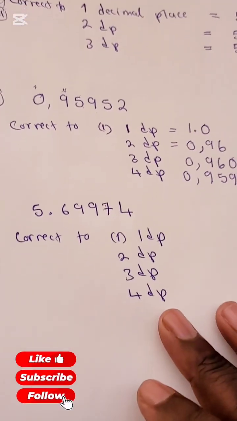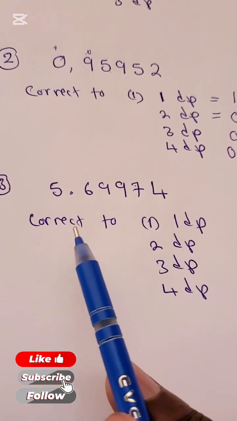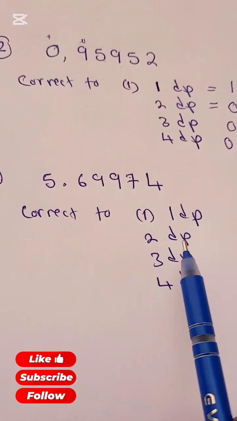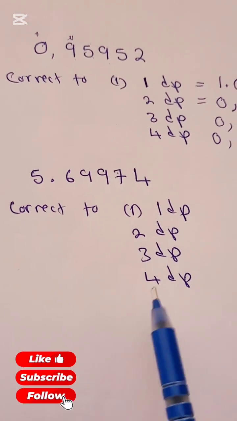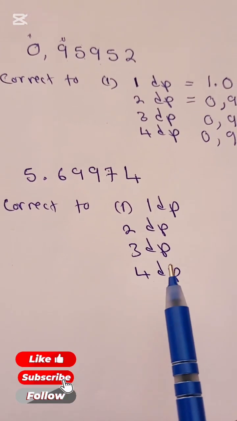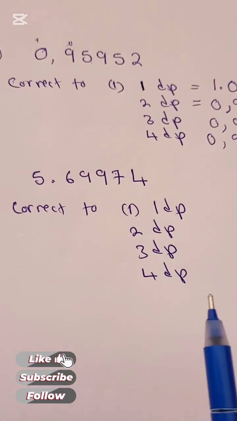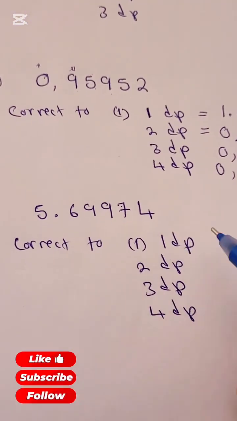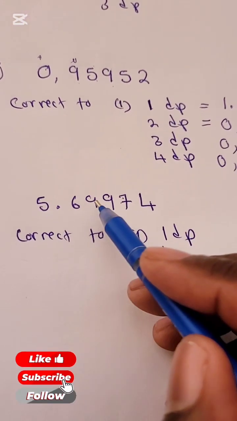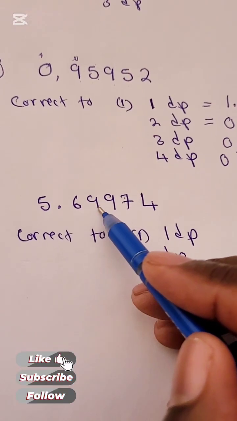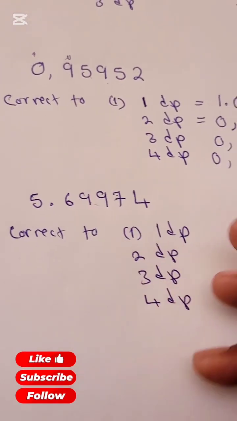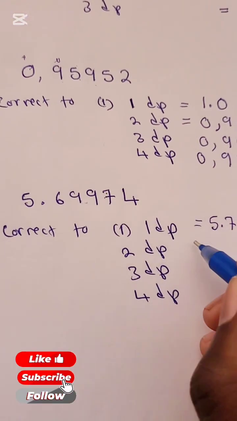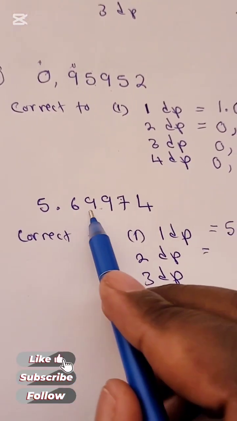Okay, so I want you guys to try this one. 5.69947 to 1 decimal place, 2 decimal places, 3 decimal places, and 4 decimal places. You can pause the video, then try to work it out. Okay, so our answer: 1 decimal place is 1. Then we look at this number here, 5 and above, so we add 1. So it's now 5.7. Then two decimal places, 1, 2.